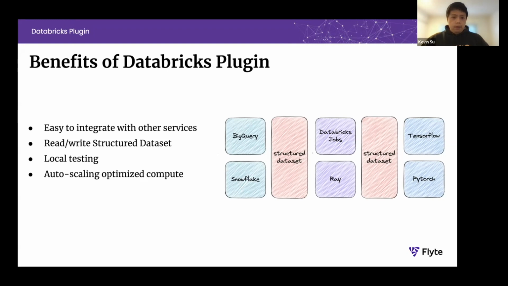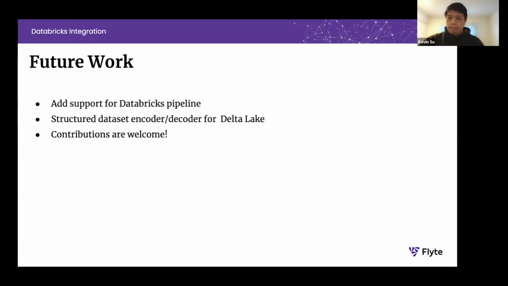Yeah, next slide, please. So for future work, we want to support the Databricks pipeline, which means we can combine the Flyte workflow and the Databricks pipeline together, maybe using the Databricks pipeline as a sub-workflow, so we can run both of them together at the same time. Another is we want to support the structured dataset encoder and decoder for Delta Lake, which allows you to easily access the data from Delta Lake. And yeah, contributions are welcome.